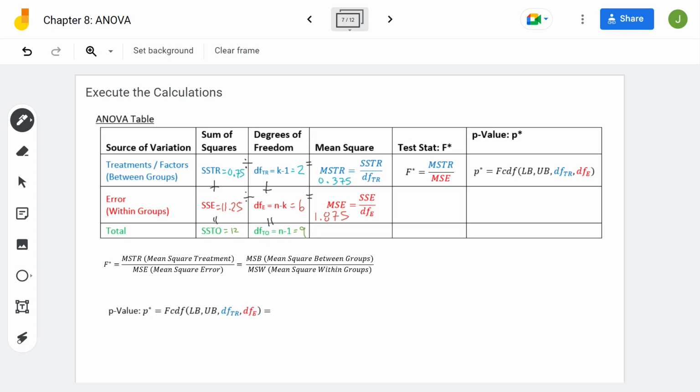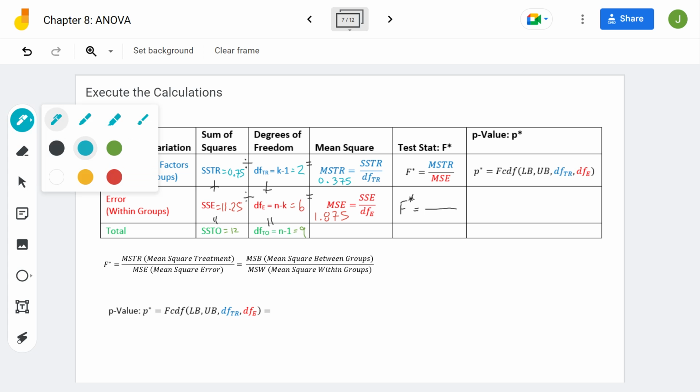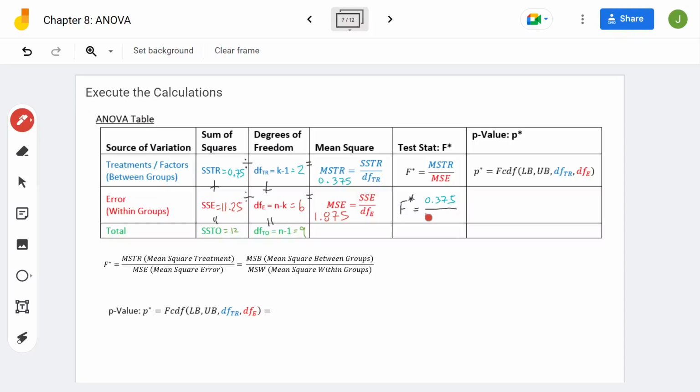Now the F statistic is the ratio of 2 variances, and it's the ratio of our mean square treatment divided by our mean square error. So in this case right here, our F statistic, which I'll write down below, is going to be our mean square treatment, which happened to be 0.375, divided by our mean square error, which is 1.875. And so this gives us a test statistic of 0.2. So that's our F test statistic.